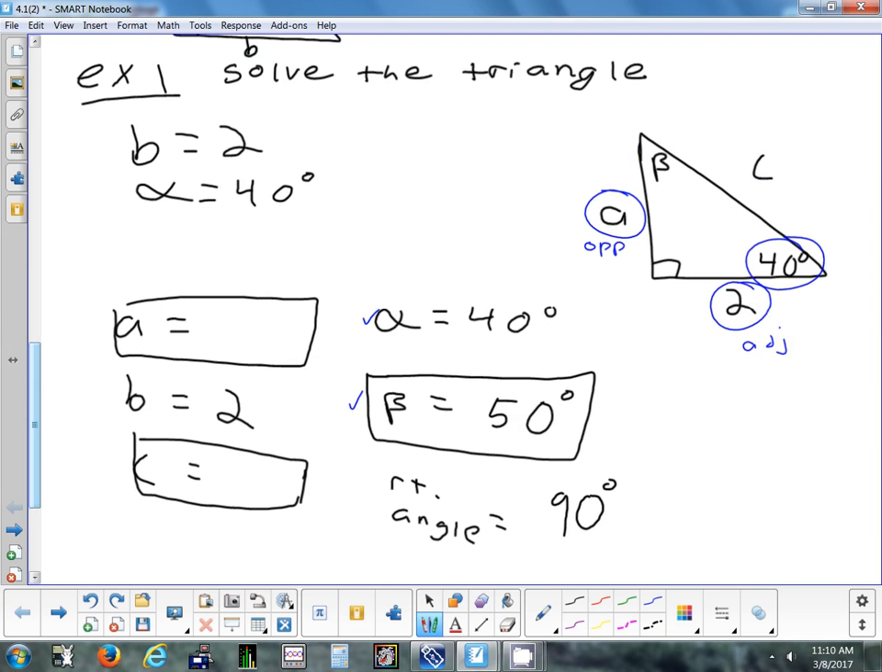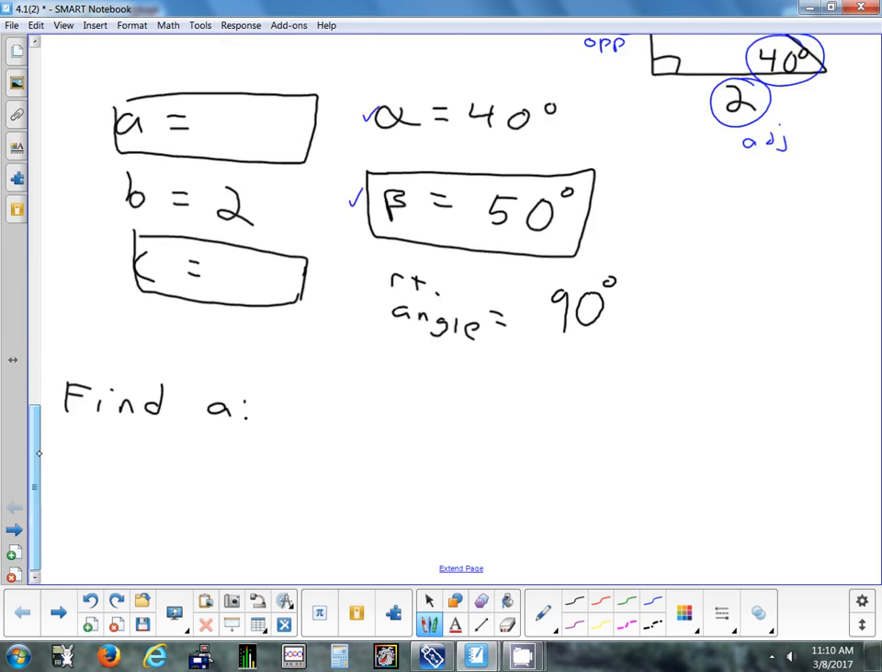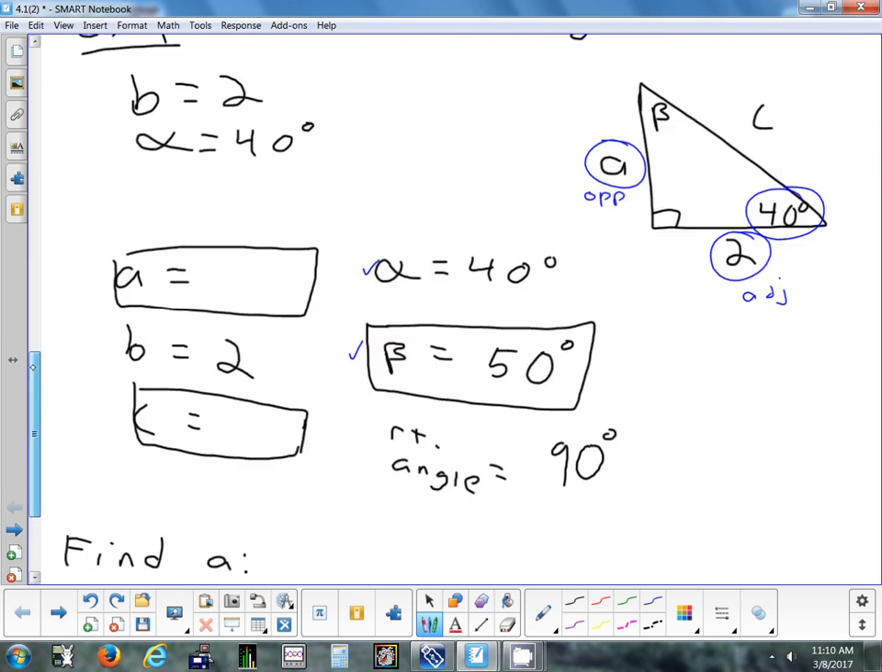Every problem today is going to use one of 3 trig functions: sine, cosine, or tangent. Which one you pick is going to be based on the 2 sides that you're working with. I'm working with opposite and adjacent. So out of the 3 trig functions, only one of them has to do with opposite and adjacent. Which one? Sine, cosine, or tangent? Tangent. So to find A, we're going to write down tangent of our angle.